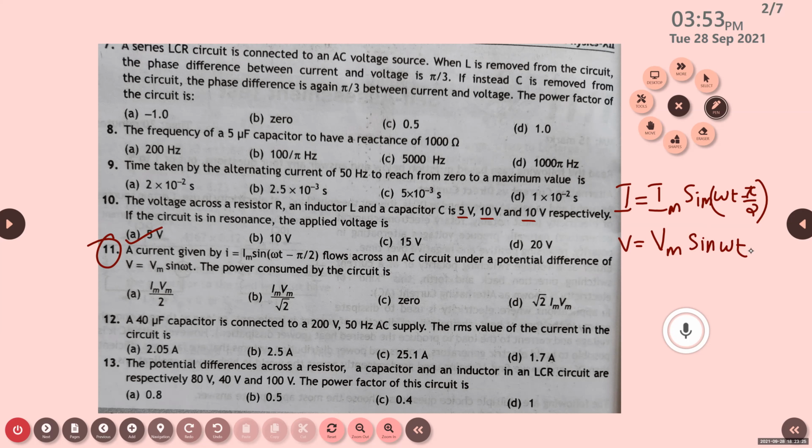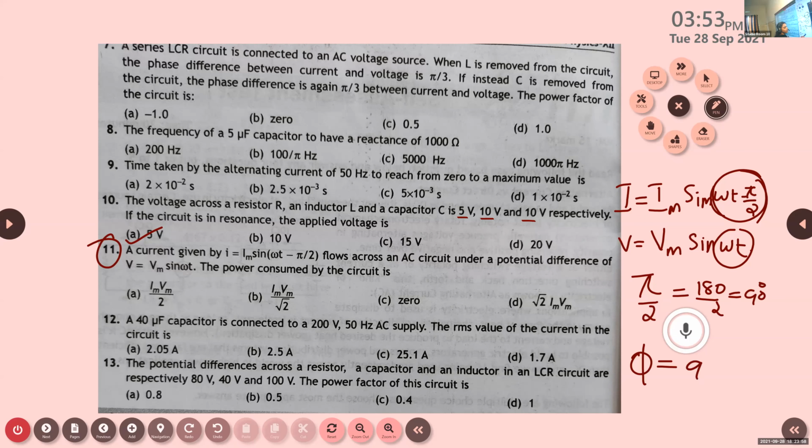No, they are not in the same phase because the current is I is equal to Im sin omega t minus pi by 2 and voltage V is equal to Vm sin omega t. So there will be a phase difference of pi by 2. They are out of phase by pi by 2. What is pi by 2? Pi by 2 is 180 by 2, that is equal to 90 degree. So both current and voltage are out of phase by 90 degree. The phase angle between them, phi, is equal to 90 degree.